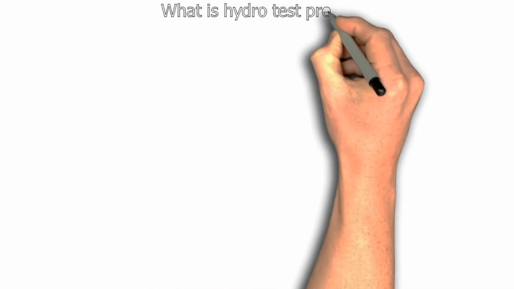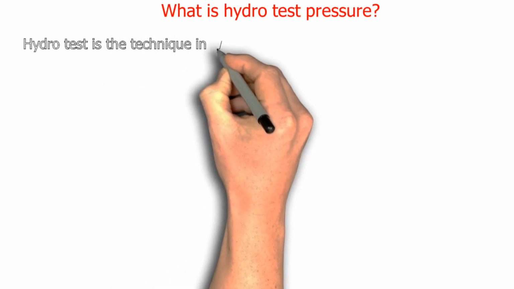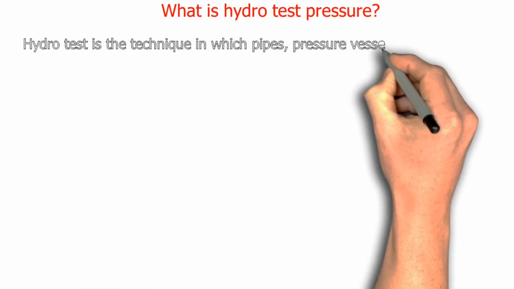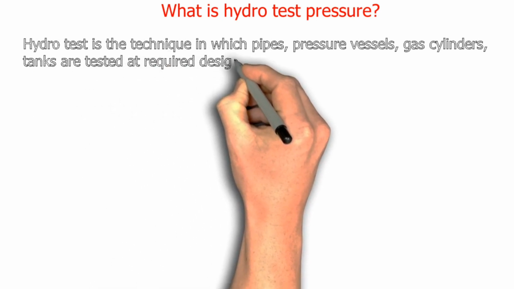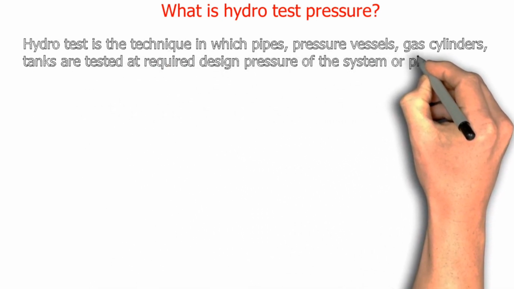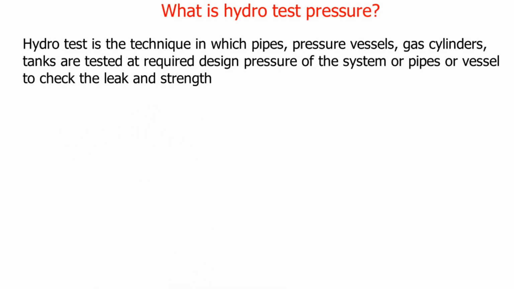What is hydro test pressure? Hydro test is the technique in which pipes, pressure vessels, gas cylinders, and tanks are tested at the required design pressure of the system, pipes or vessel to check for leaks and strength.